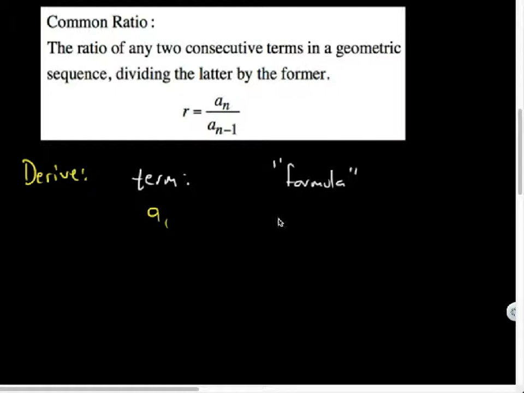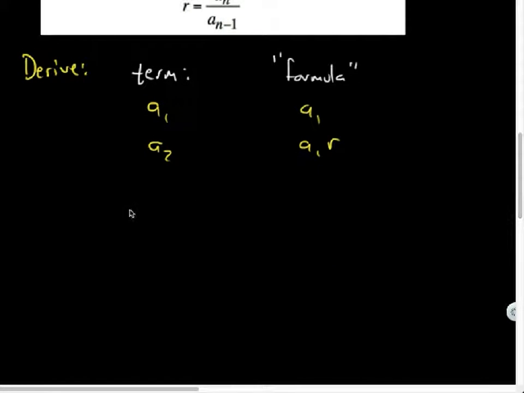The formula to find the first term would just be whatever your first term was. The second term would be a sub 1 times r, right? The third term, we just wrote some of these down a moment ago, would be a sub 1 r squared. Now that's not a 3, that's a 1 there. A sub 4, the fourth term, would be a sub 1 times r cubed.